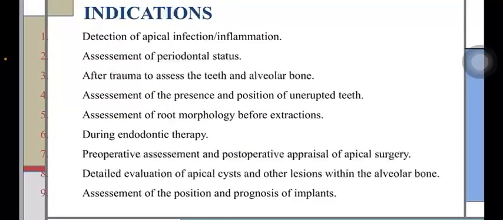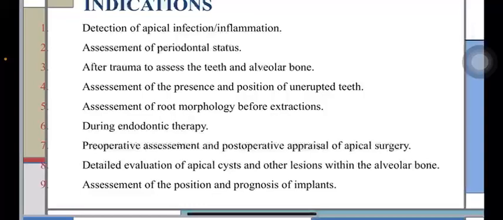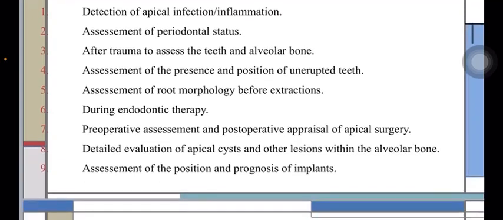Indications are apical infection or inflammation, assessment of the periodontal status, after trauma to assess the teeth and alveolar bone, assessment of the presence or position of unerupted teeth, assessment of root morphology before extraction, during endodontic therapy, then preoperative and postoperative appraisal of apical surgery, detailed evaluation of apical cyst or other lesions in the bone, and assessment of the position and prognosis of implants.